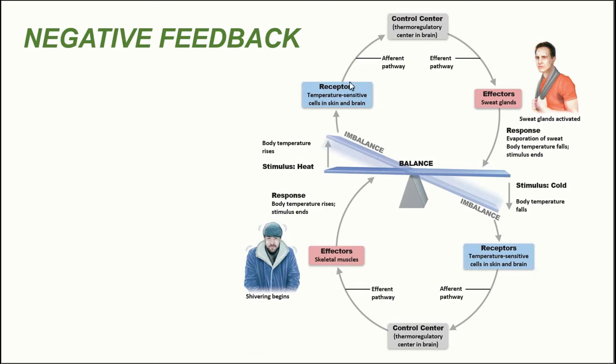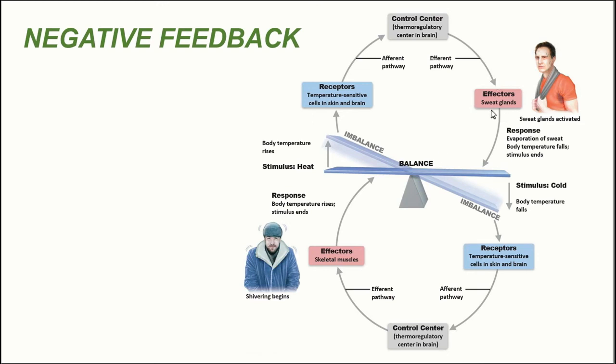Those receptors then send information to the control center, which is a structure in our brain called the hypothalamus. Here it's called the thermoregulatory center. So there's a specific part of the hypothalamus in our brain that controls body temperature. And so the control center in this example will be the hypothalamus of our brain. The hypothalamus will then issue commands to effectors. If our body temperature is too warm, those effectors will be sweat glands. If our body temperature is too cold, those effectors will be skeletal muscles.